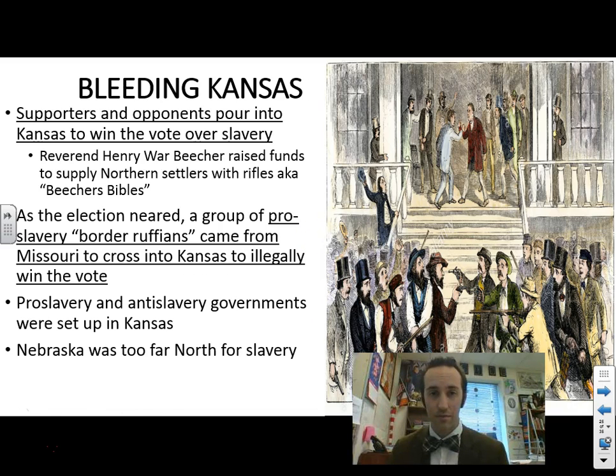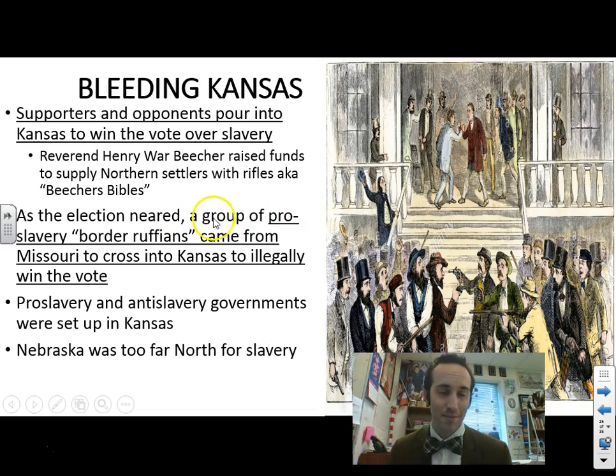Oh, it's a mess. Supporters for and against slavery pour into the state trying to win the vote over slavery. Northern Reverend Henry Ward Beecher raised money to supply Northern settlers with rifles to defend themselves, and possibly even more. They called them Beecher's Bibles. So they're sending in guns on both sides.